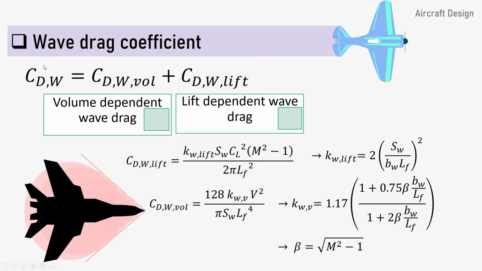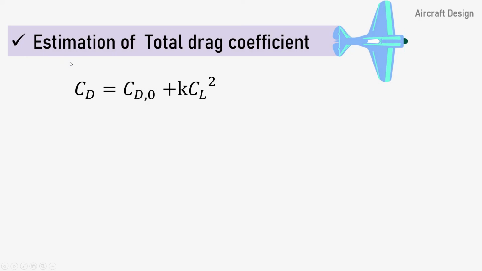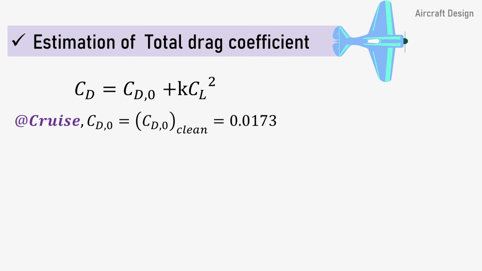And finally, you need to add this wave drag in your drag polar equation to obtain the total drag coefficient for your aircraft. Coming to the last part of our video, now we will find the total drag coefficient and the drag force acting on an aircraft. So first is the total drag coefficient. At cruise, C_D equals C_D0 plus K C_L squared.